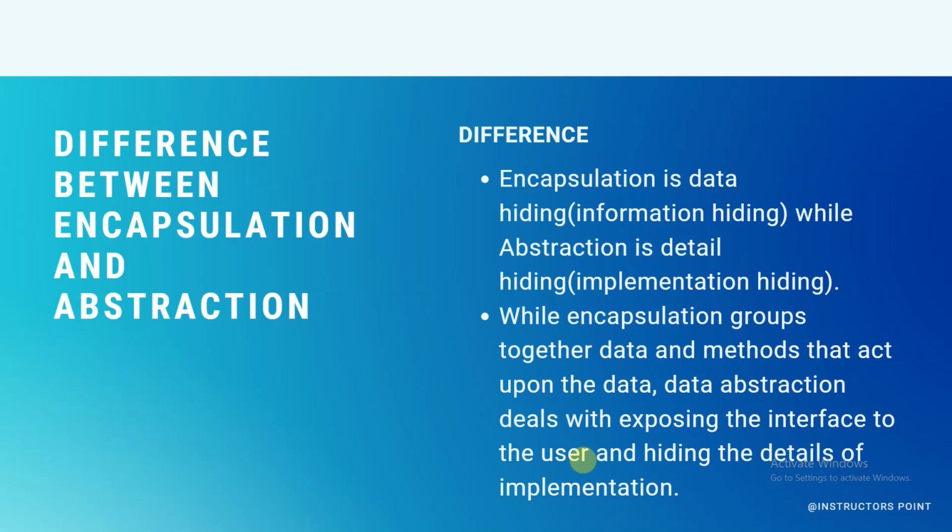So now, what is the difference between encapsulation and abstraction? Encapsulation is basically data hiding, while abstraction is detail hiding. In encapsulation, we hide the data, that is, we wrap the data and methods together. But in abstraction, we hide the details. While encapsulation groups together data and the methods that act upon the data, data abstraction deals with exposing the interface to the user and hiding the details of the implementation.